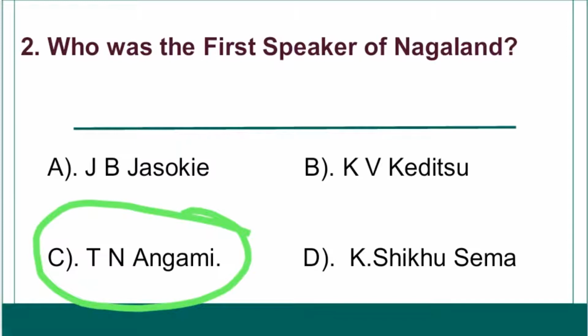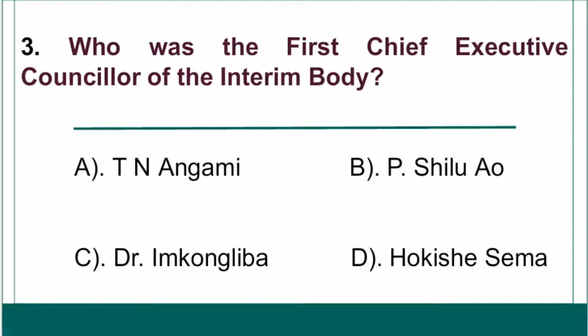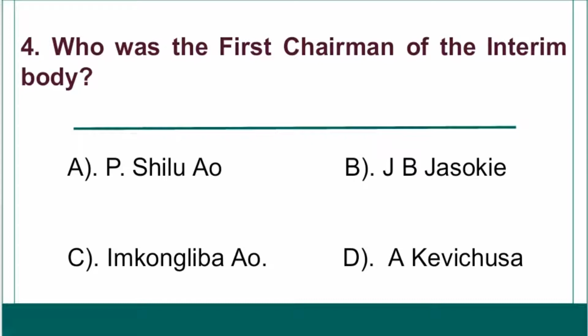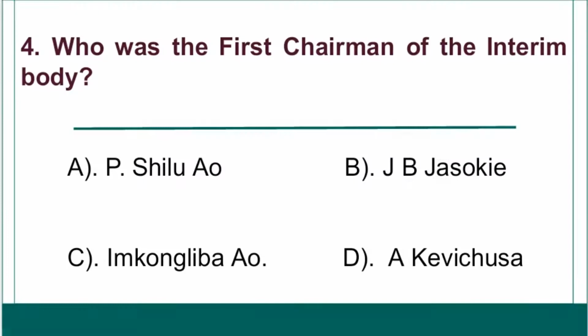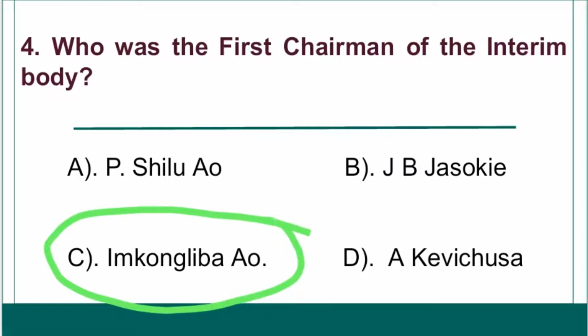Question number 3, who was the first chief executive councillor of the interim body? The correct answer is option B, that is B. Shilo Au. Question number 4, who was the first chairman of the interim body? The correct answer is option C, Imkongliba Ao.